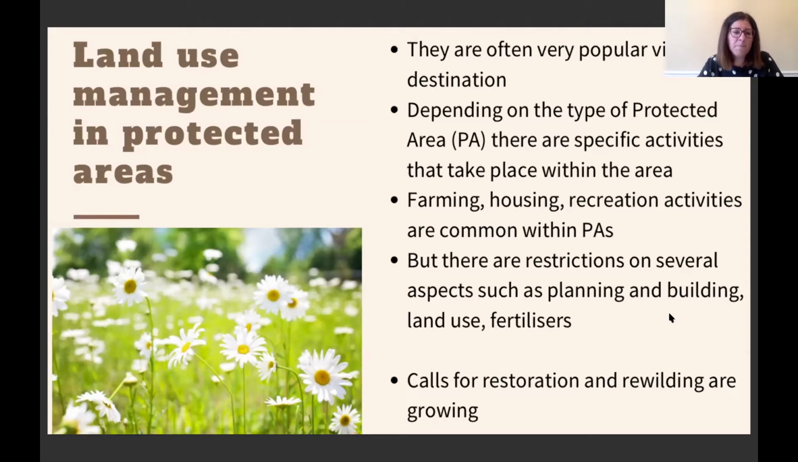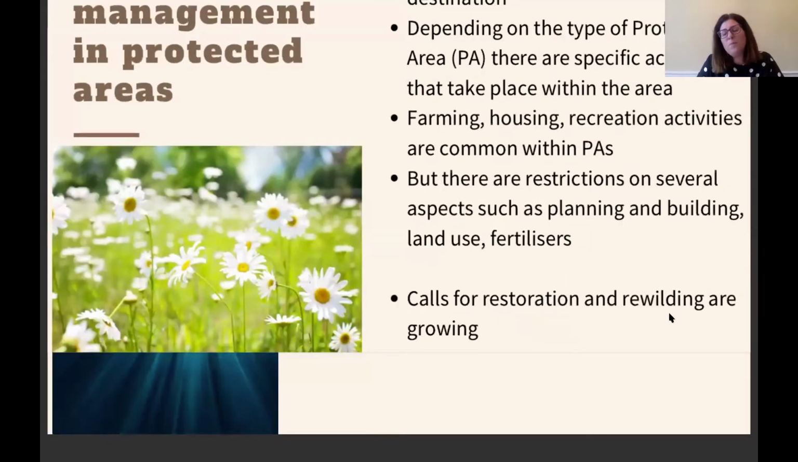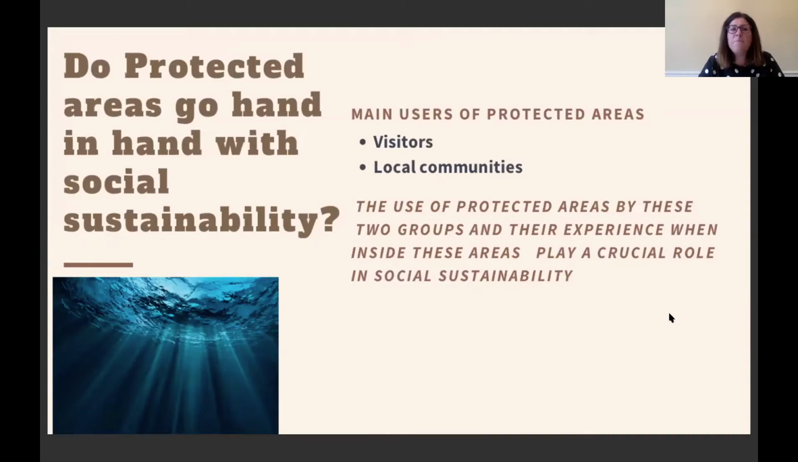And there's another growing call for restoration, for making more space for nature. So to bring back spaces that do not exist anymore, that have left us for several decades. So there are calls to bring back nature across the UK and in Europe. So although protected areas are supposed to promote also social sustainability, today I'm going to present the reality which I think currently we live in, that this is not a simple yes they do or a no they don't.